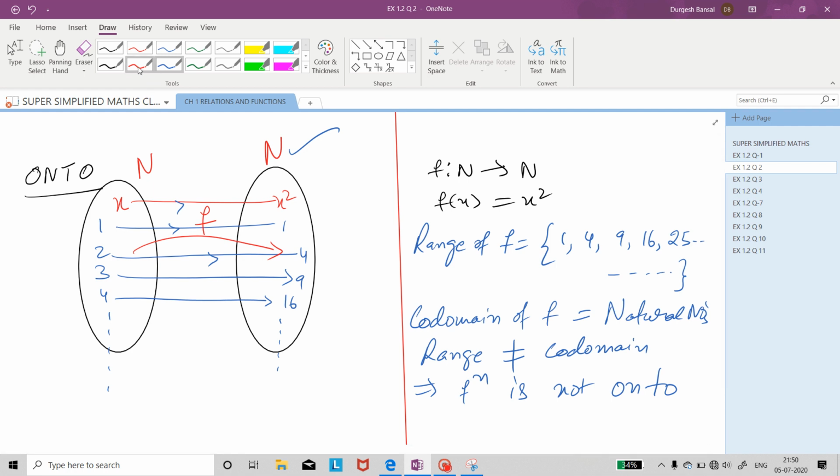Since this is the set of natural numbers, it is containing an element 3 also. But is there any natural number whose square is 3? 3 is not the square of any natural number. So 3 has no pre-image, 5 has no pre-image, 7 has no pre-image, 6 has no pre-image. Many natural numbers have not got any pre-image. Only these natural numbers were there whose pre-images existed. And therefore, the range and codomain were not equal and the function is not onto.